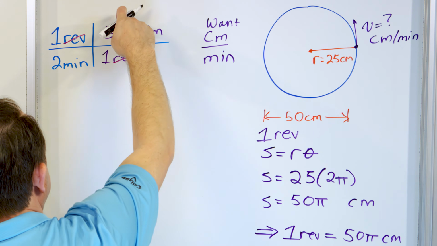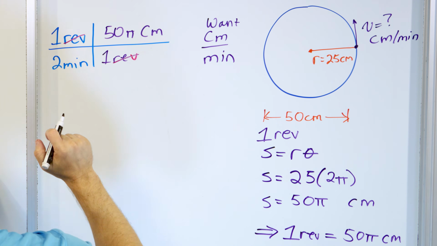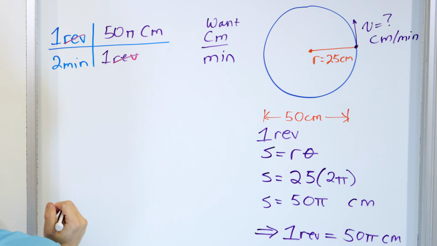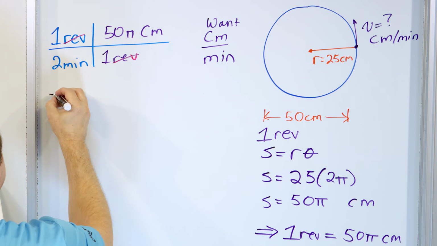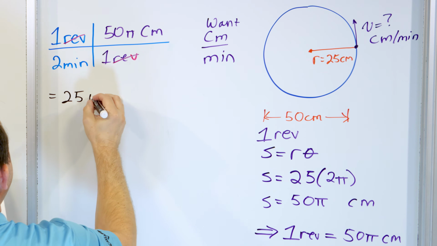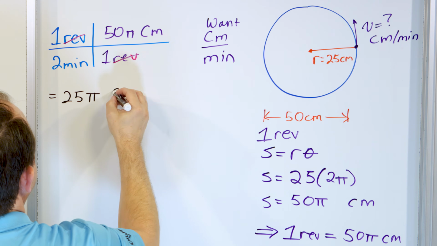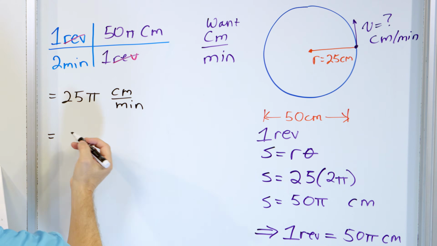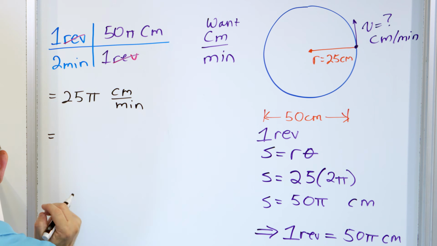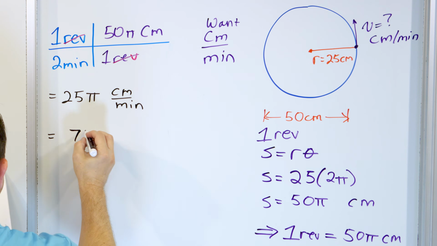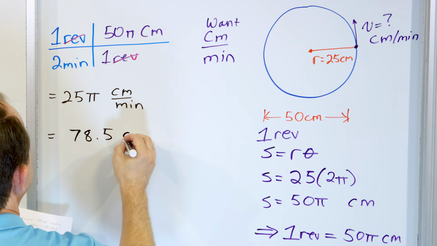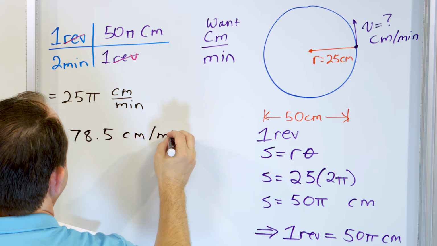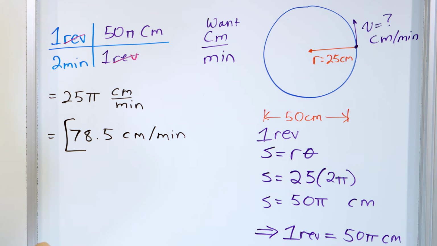So what we do is then we say 1 times 50 pi is 50 pi. So what you're going to get is 50 pi divided by 2, which is 25. So you have 25 pi, and the unit centimeter per minute. You can approximate this, or when you take 25 multiplied by 3.14, 78.5 centimeters per minute. Now this is the answer to the problem.